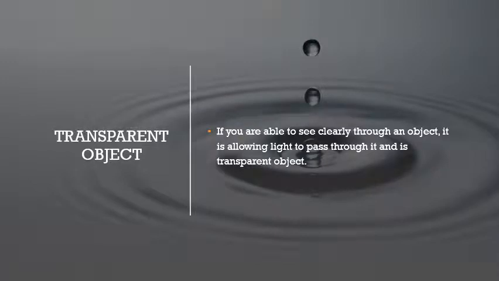If you are able to see clearly through an object, it is allowing light to pass through it, and it is a transparent object. Like a glass, if you hold a glass in front of your eyes, you are able to see through it. You can see what is on the other side. So such objects are called transparent objects.